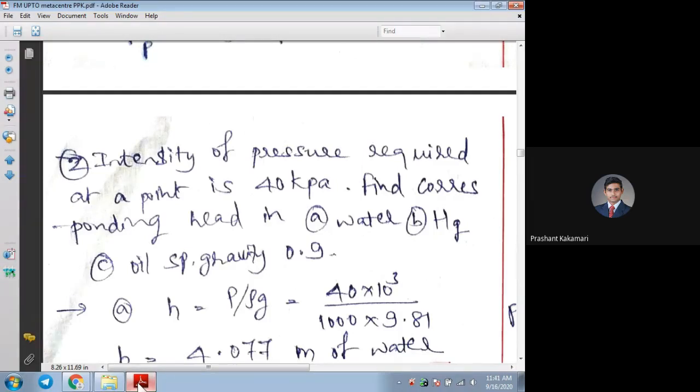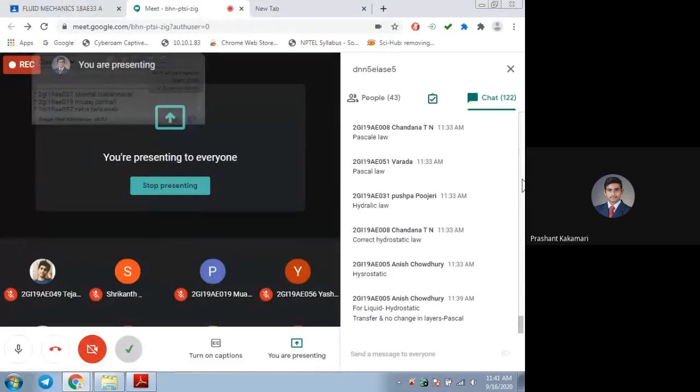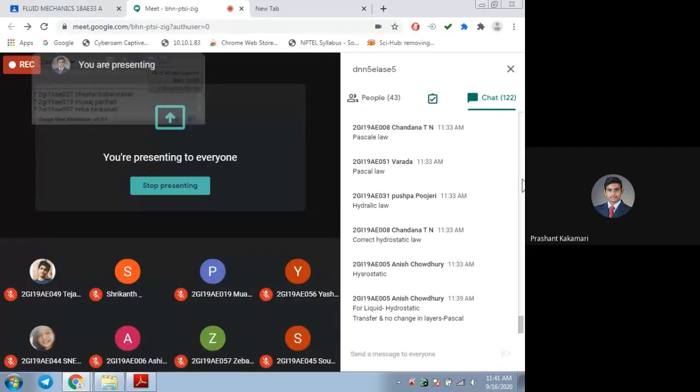So what is the meaning of this question? They want to prepare some pressure by three liquids. One is by water, one is by mercury, and one is by oil of specific gravity 0.9. And by maintaining some head, they want to prepare some pressure at the bottom. So which law can you apply when the water level or the liquid volume is at some height? How is the pressure of that liquid going to act? Which law can you apply? Just comment here or you can unmute and tell me.